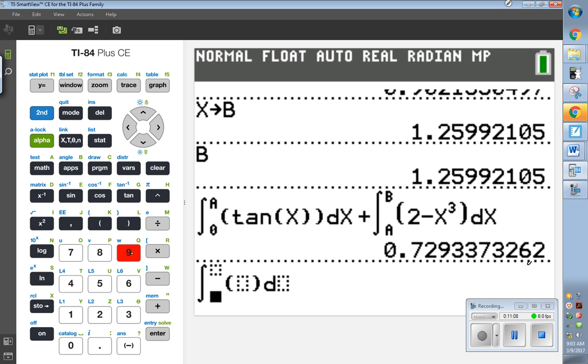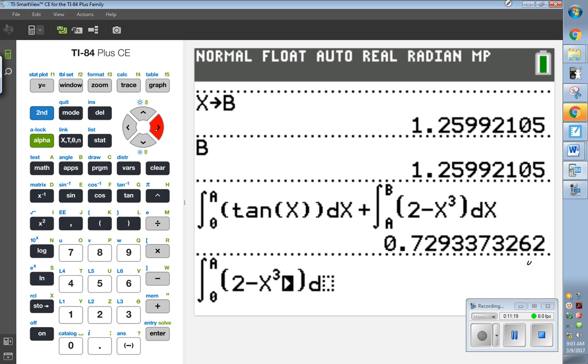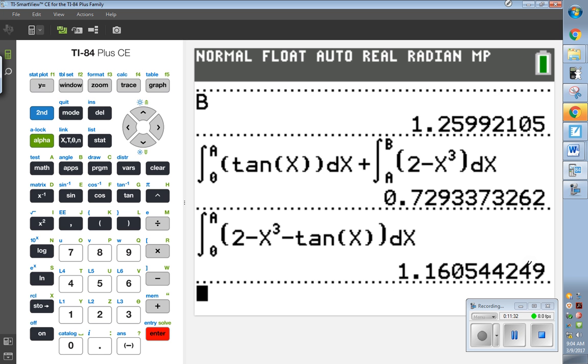Math 9, 0 to a. 2 minus x cubed minus tangent x. Again, you could have used y1 and y2 if you know what they were saved as. They were both pretty simple formulas, so I just typed them in. There's part B. Part A took us a long time. Part B took us no time. All right, that was super quick, and that's part of the reason why they do a part A and a part B. You did all the hard work in part A. They just want you to keep doing it in part B. 1.161.